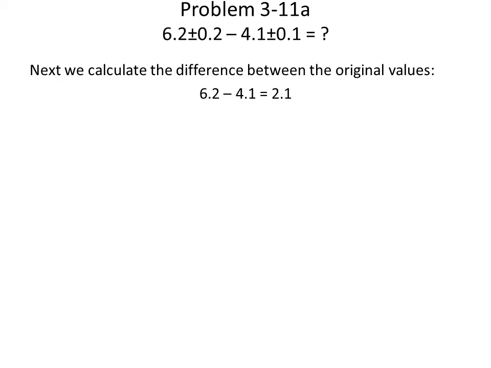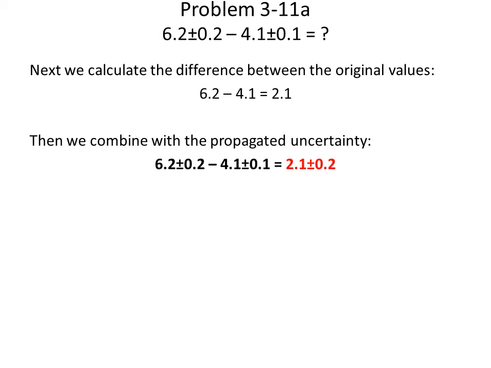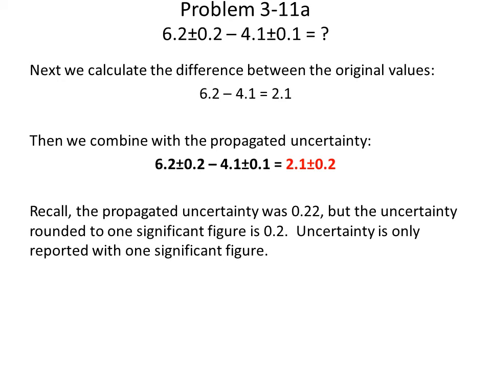Next, we calculate the difference between the original values. 6.2 minus 4.1 is equal to 2.1. Then we combine this difference with the propagated uncertainty. So 6.2 plus or minus 0.2 minus 4.1 plus or minus 0.1 is equal to 2.1 plus or minus 0.2. Recall the propagated uncertainty was 0.22, but the uncertainty rounded to one significant figure is 0.2. Uncertainty is only reported with one significant figure.